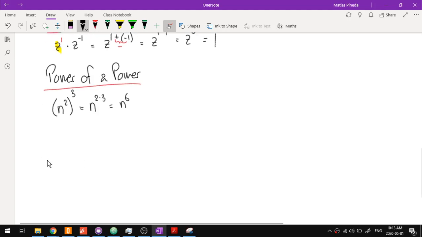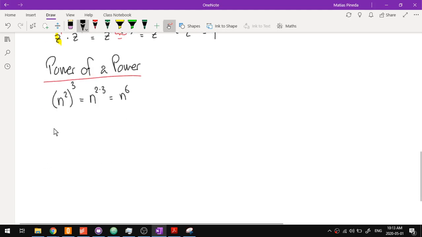If we do the same thing with negative exponents, we can have n to the power of negative 4, and then to the power of 3. So we multiply the exponents. Because these exponents are negative, we want to put them in brackets. So negative 4 times negative 3. If you multiply two negative numbers, the answer will be a positive number. So negative 4 times negative 3 is going to be n to the power of 12.